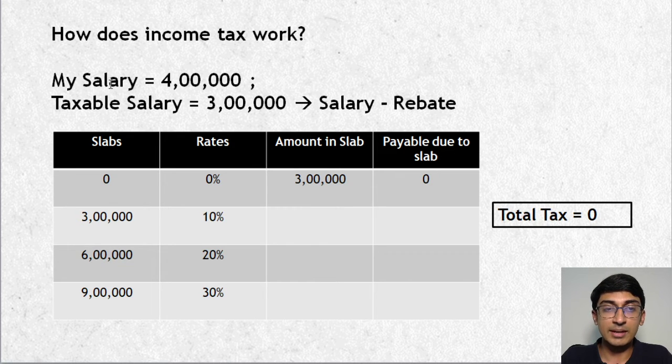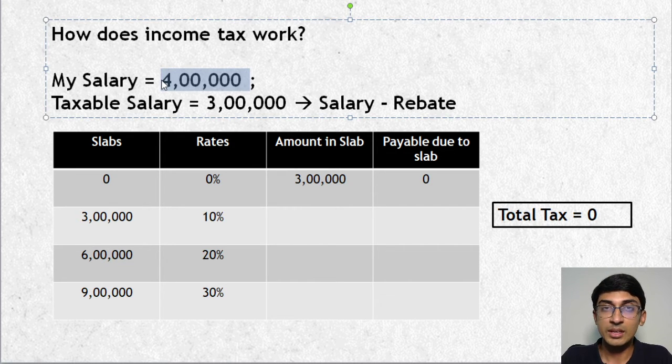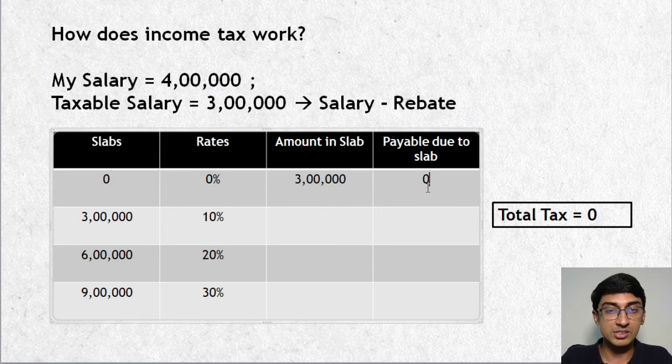Now the second, let's say my salary was 4 lakhs, okay? That means that total taxable salary becomes 3 lakhs, which means that I have 0% on this 3 lakhs, which is still 0. So even for a 4 lakh rupee salary, I still have 0.